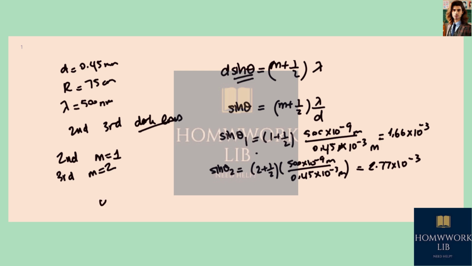Now, as we know, theta 1 and theta 2 are very small, so we're going to do an approximation here. For every theta that is really small, theta is approximately whatever sine theta is, and that is approximately the tangent of that angle if the angle is small enough. So now we want to know the distance between the second and the third dark line on the interference pattern.